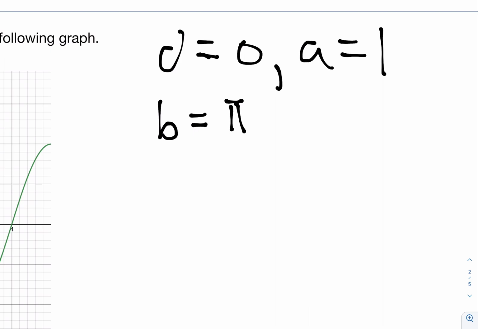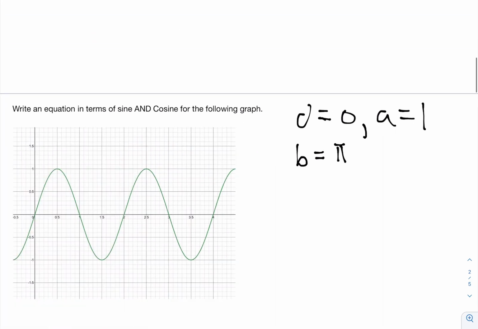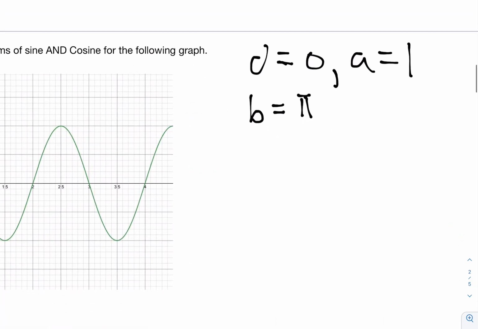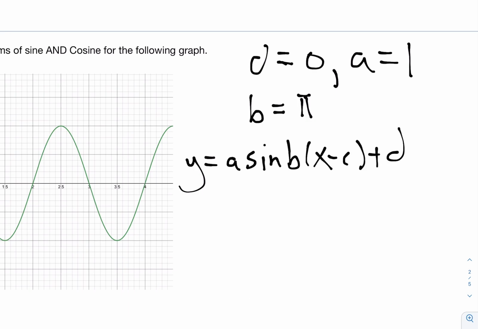Now let's start to set up these equations. So we know A, B, and D. Now we just need to know C. So let's do our sine one first. y equals A sine bx minus c plus d. We know A is 1, so there's no point in writing 1 sine. We're just going to write sine. We know B is pi, so we're going to write sine of pi x minus c, whatever that is, and plus d, we don't need anything there.